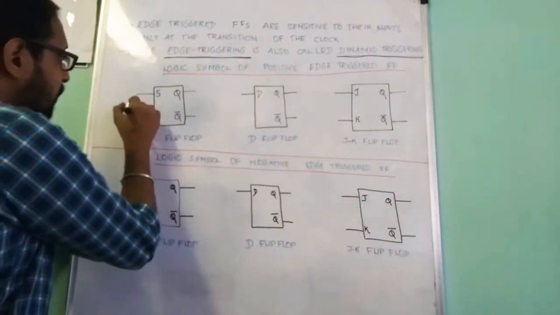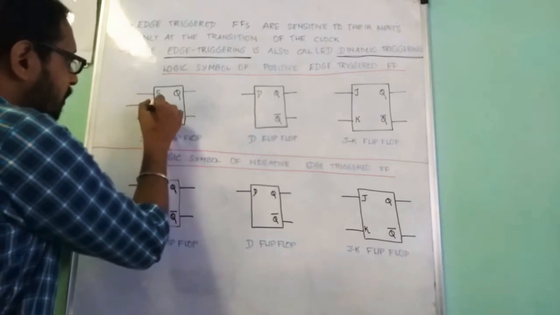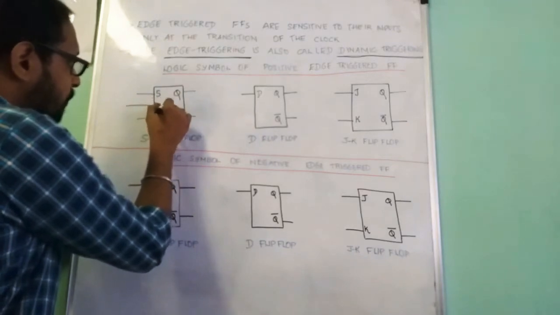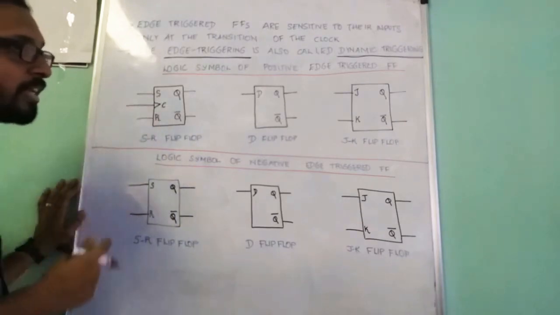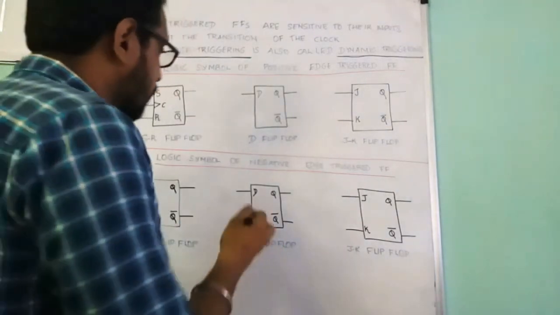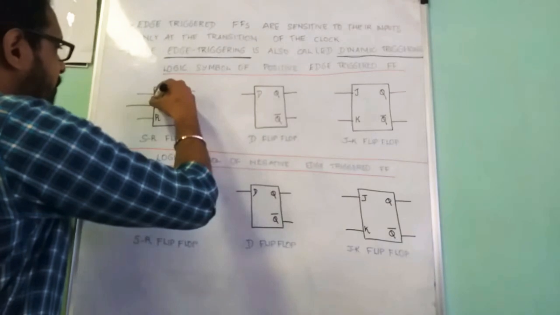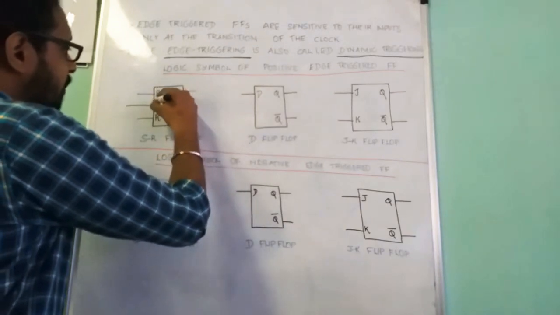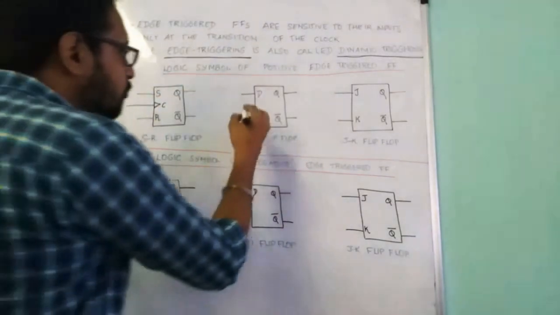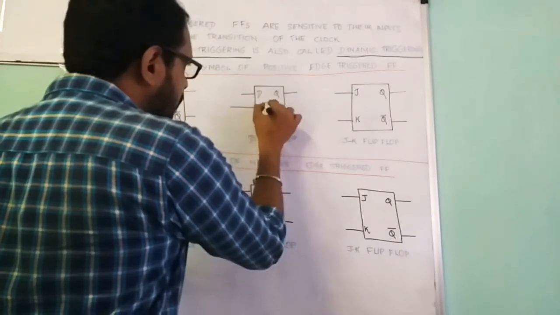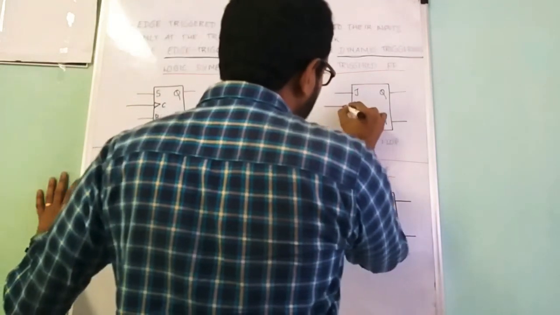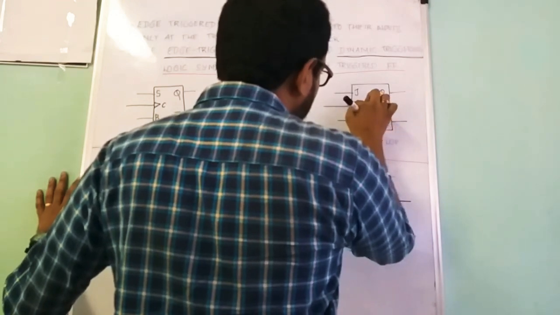And how should we give the clock? This is how we give the clock. We need to draw a line and give a triangle there. This is actually an arrow type. In the case of positive edge triggering, we need to draw this triangle, an arrow mark.